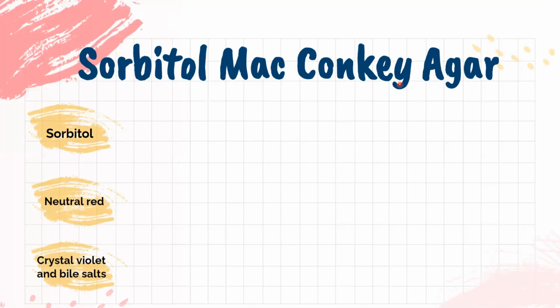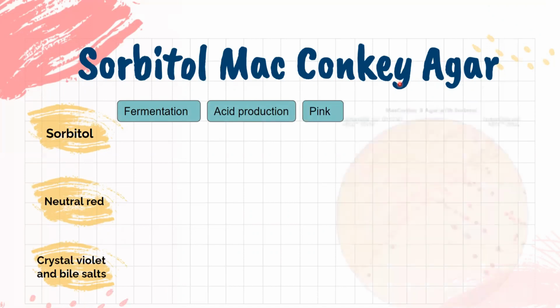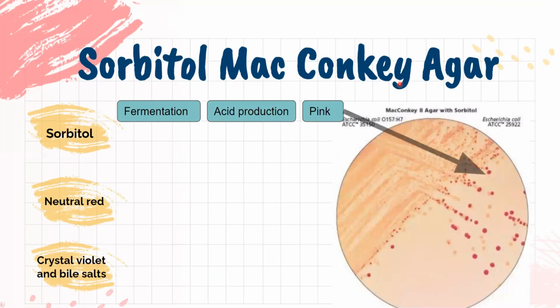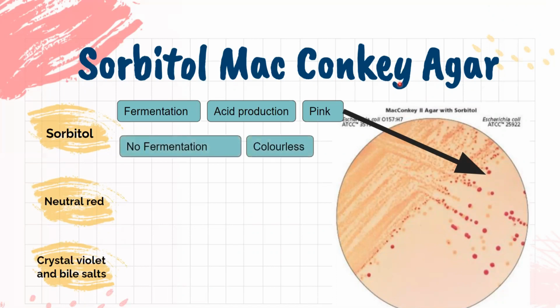Now what is the purpose of sorbitol? So those organisms that ferment sorbitol will produce an acid which will make the medium acidic and cause the indicator to change color to pink. So as you can see on this medium, there are these pink colonies. These are those of the fermenters. The non-fermenters would not produce any acid and hence their colonies will appear colorless.